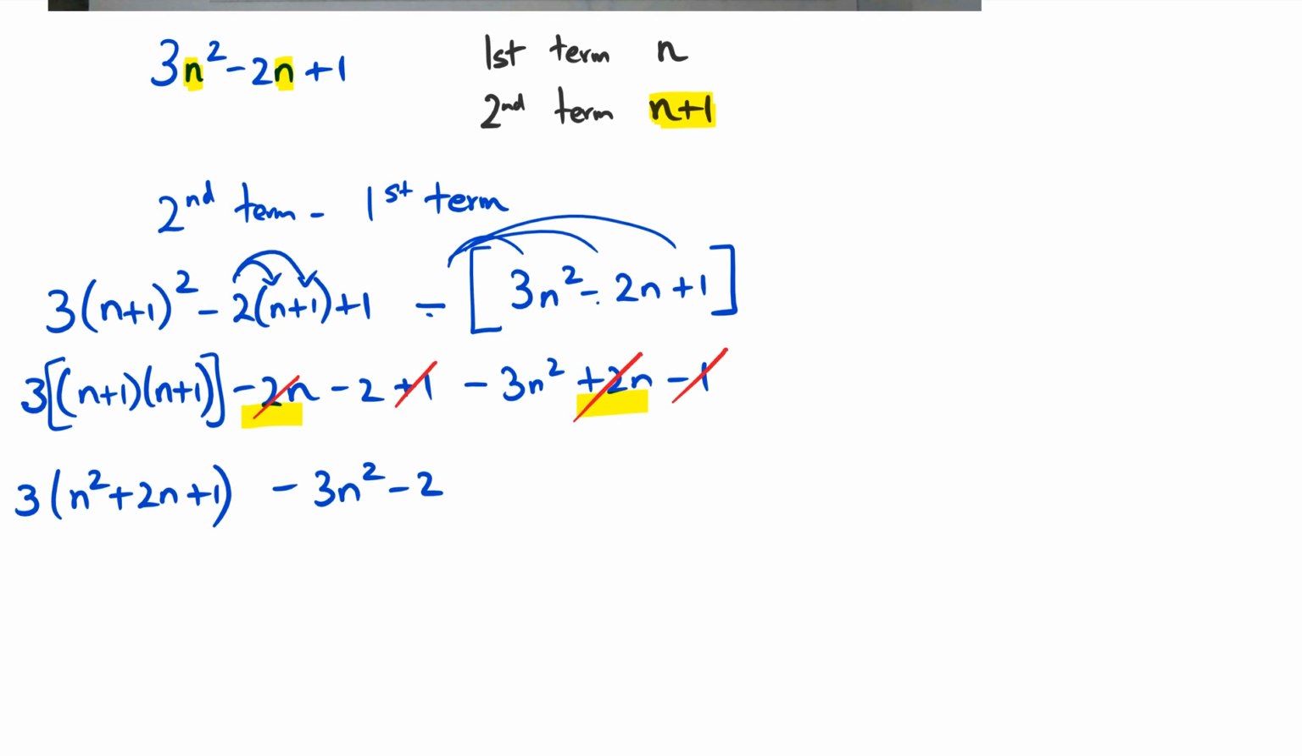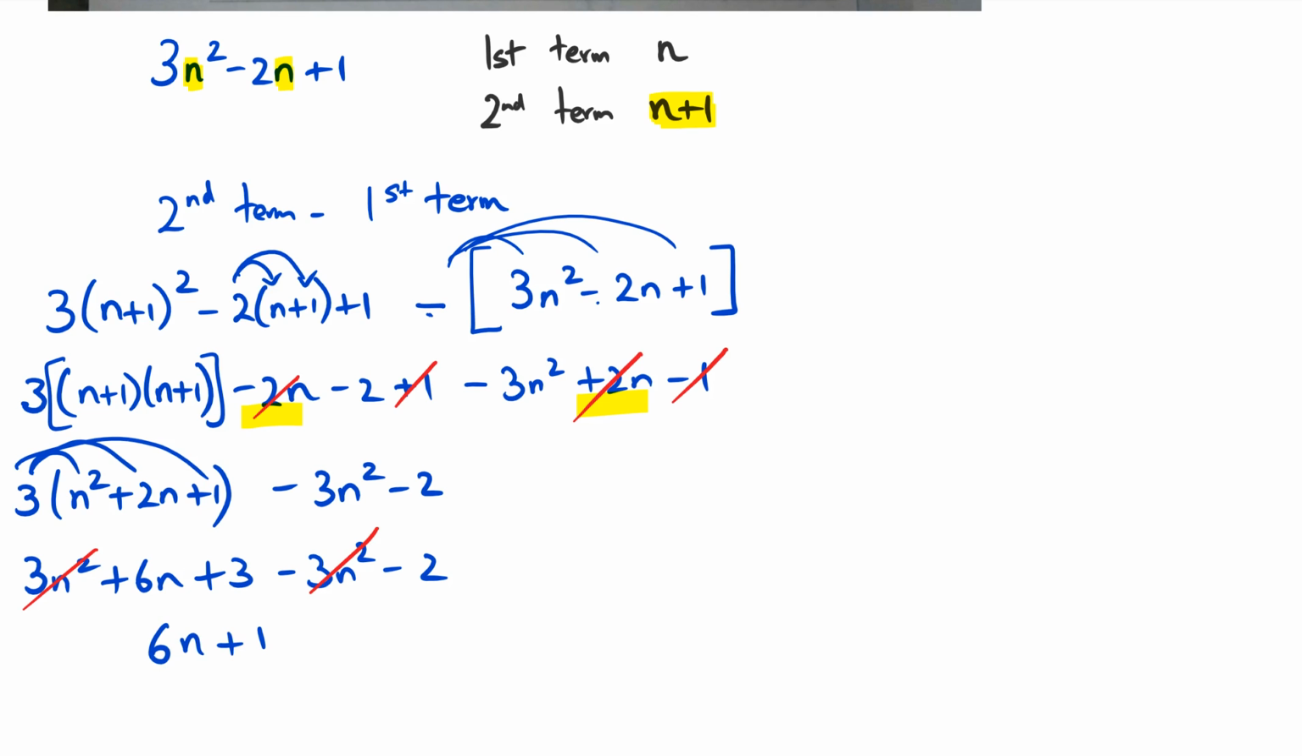Now, expanding the brackets here, I've got 3 times n squared is 3n squared. 3 times 2n is 6n. 3 times 1 is 3. And then here I've got minus 3n squared minus 2. As you can see, the two 3n squareds disappear, and what we're left with is just 6n plus 1.